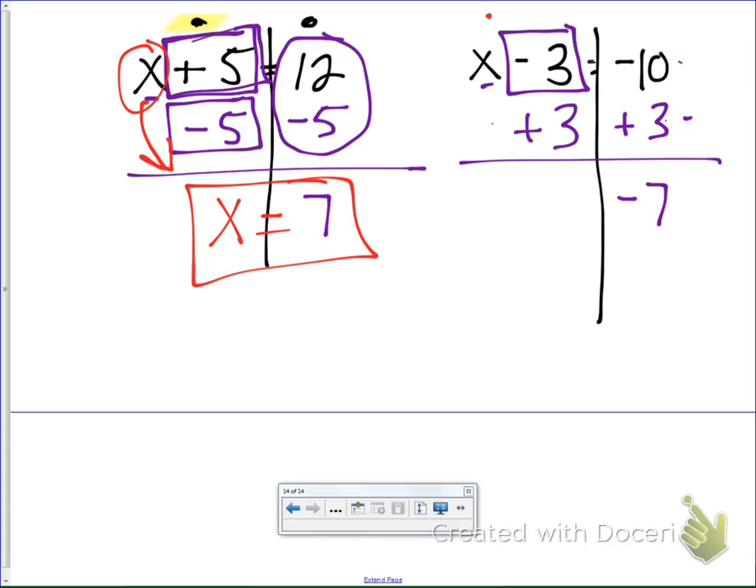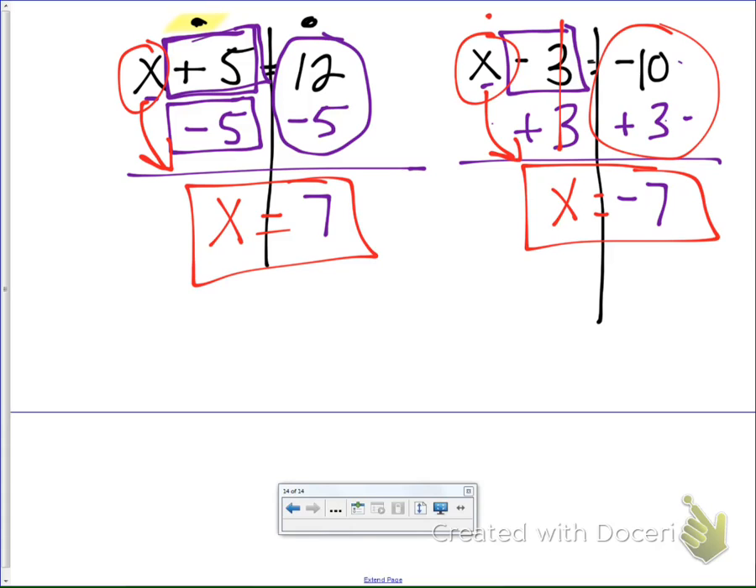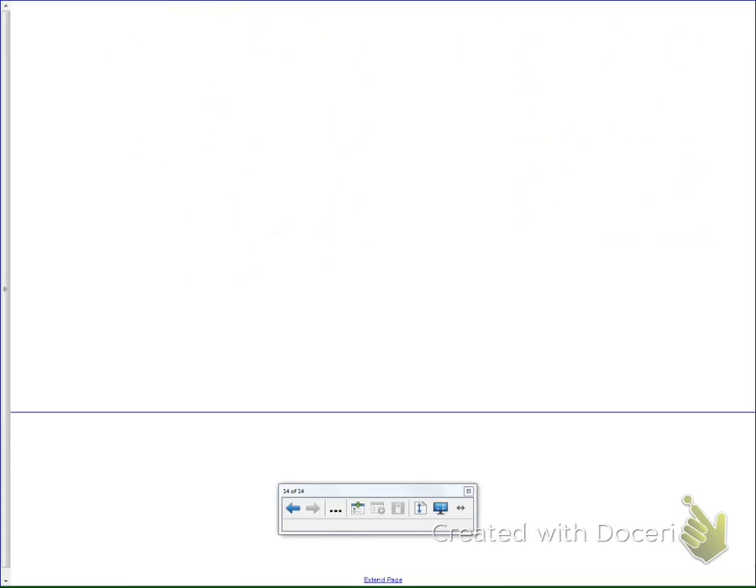Again, I look at what I have left over on my other side. I got my x nice and isolated because these 3's are going to cancel out. Bring down what's left over, and I have my x equals negative 7. Okay, and to do this, you can always use your calculator, or you can show models to represent that as well.